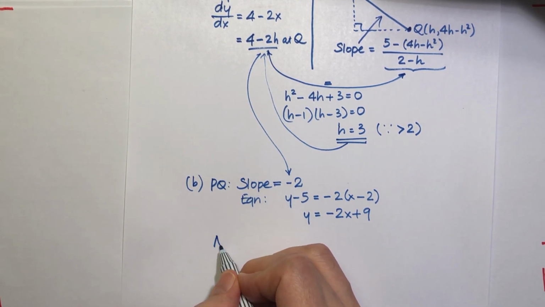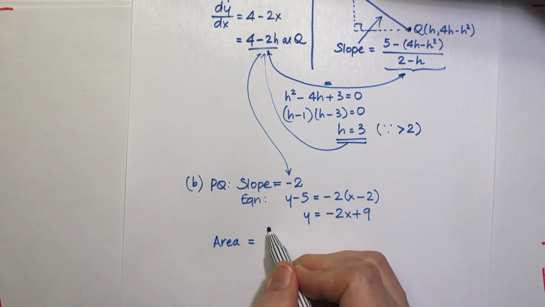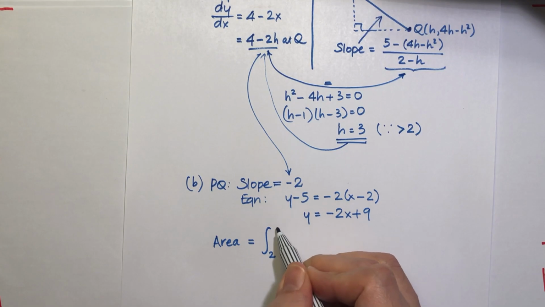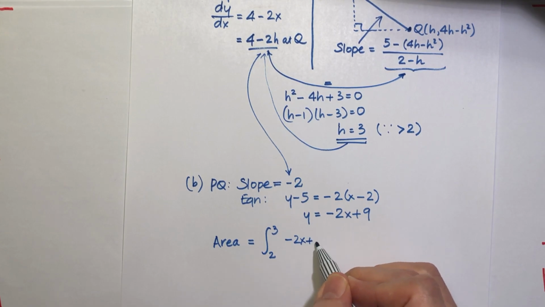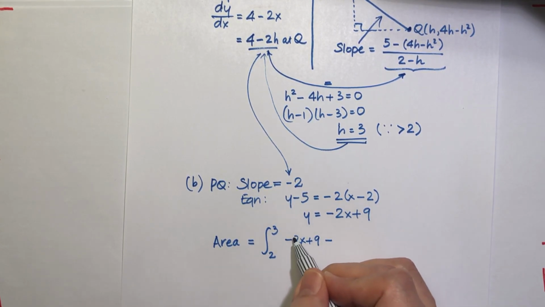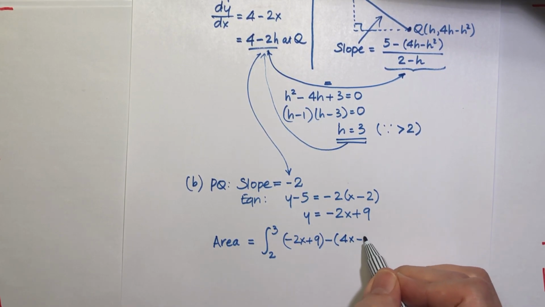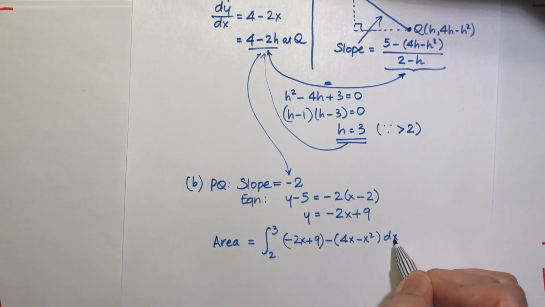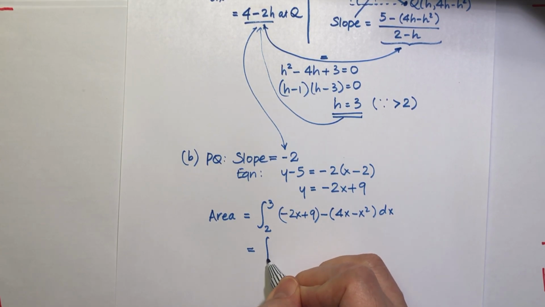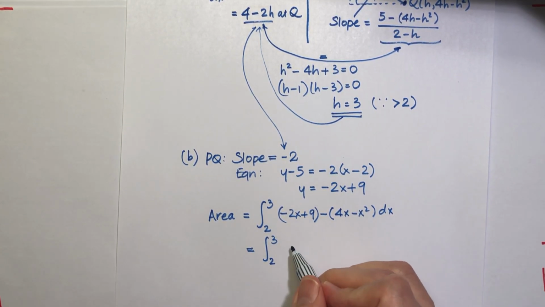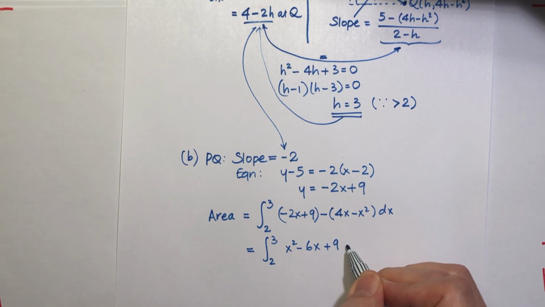The area of the shaded region is basically the integral from 2 to h, which is 3, of the line minus the equation of the curve. So you take minus 2x plus 9 and subtract 4x minus x squared and integrate that whole thing with respect to x. And if we rearrange this, we will end up with x squared minus 6x plus 9 dx.